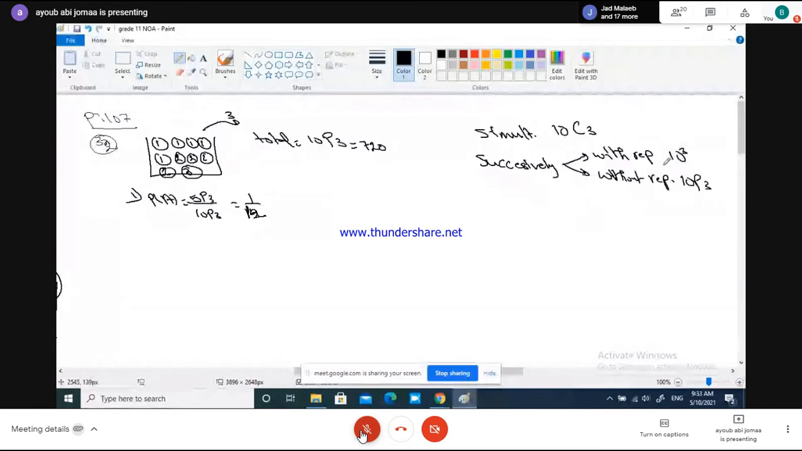Sir, I did it with the power, because 3 marbles are numbered 1, so you get 5 to the power 3 over 10 to the power 3. Well, the first marble is 1, the second one is 1, the third is 1. We have 5, 5, 5. The answer is 1 over 8.